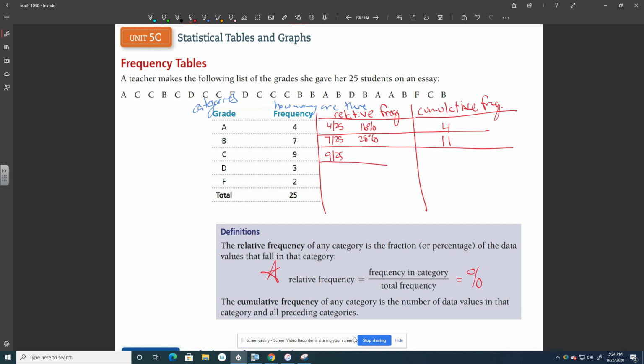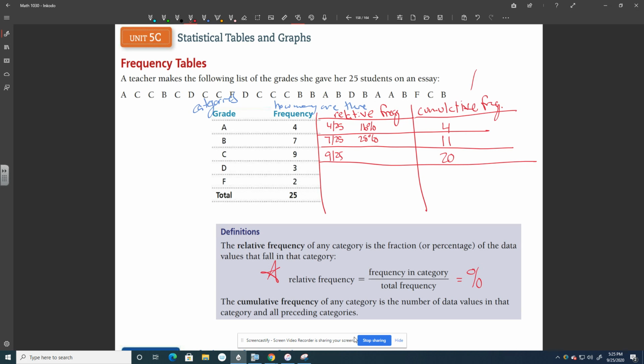When I get to the C's to get my cumulative, I just add everything that came before the C's. And here's why this is just, what if you're counting from the bottom? Then up here on the 4, my cumulative frequency would be 25. But if I'm counting from the top, it's 4.